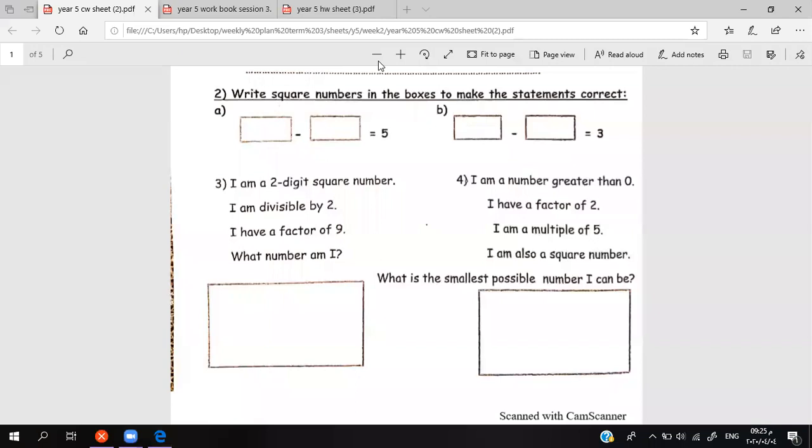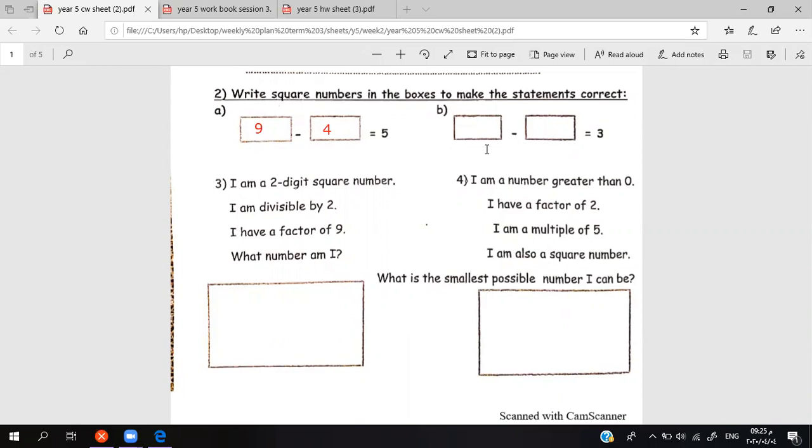What is a square number? Let me remember. 2 times 2 is 4, so 4 is a square number. 3 times 3 is 9, so 9 is a square number. So can 9, which is a square number, 3 by 3, and the 4, which is a square number, 2 by 2, give me a 5? Yes. 9 minus 4 is going to give me a 5. So write square numbers in the boxes to make the statement right.